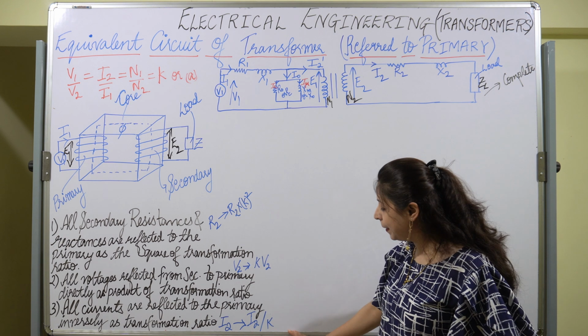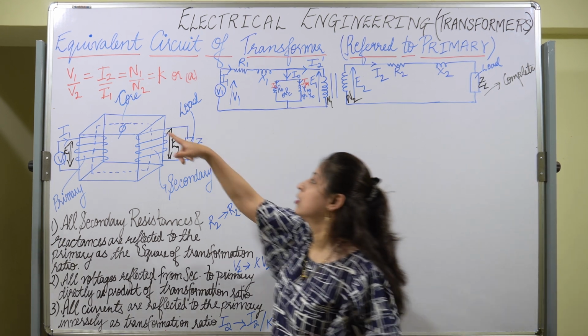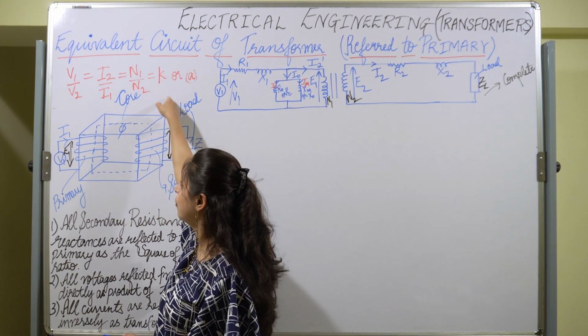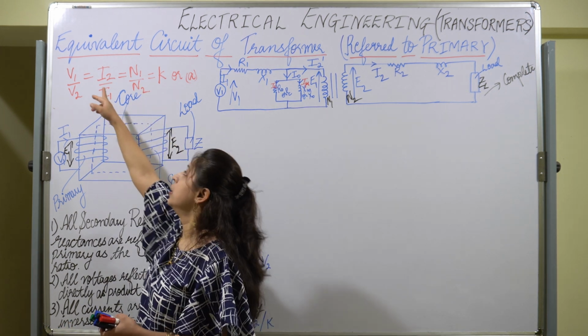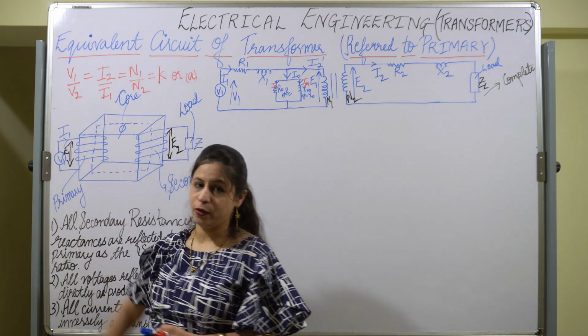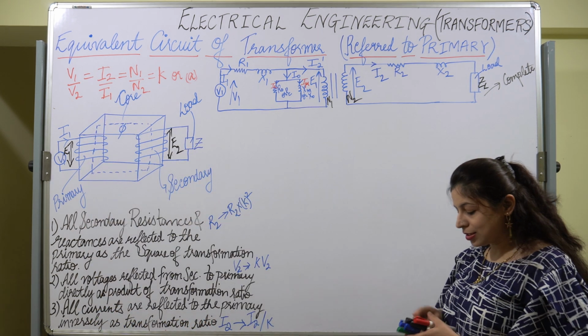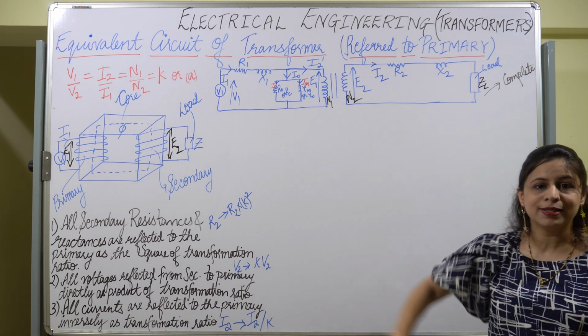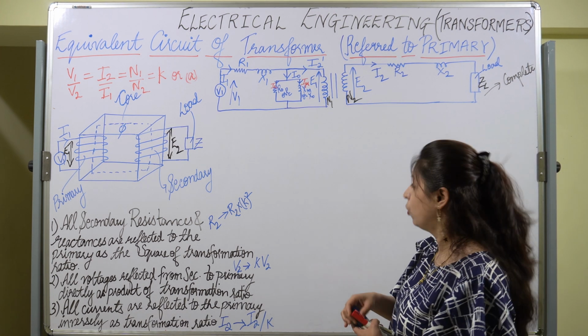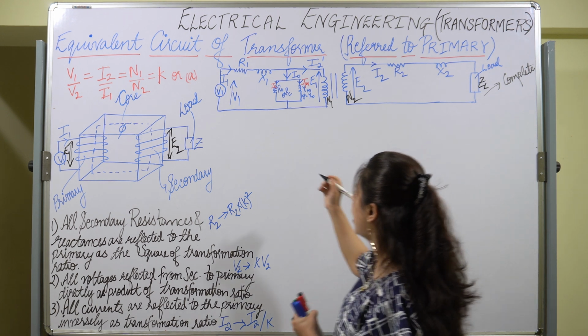And why is this happening? This is happening because my transformation ratio is given by V1 upon V2 equals N1 upon N2 equals I2 upon I1. So now let us start drawing the equivalent circuit referred to the primary side.